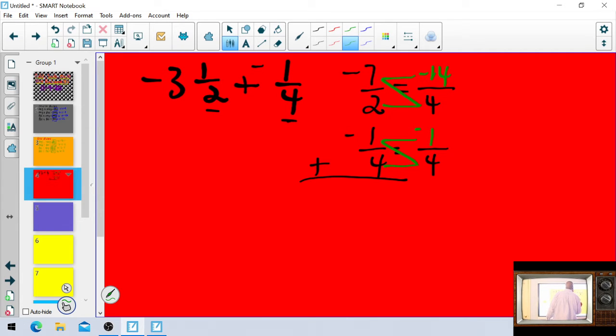Both of these are negative. And you come up with your answer, negative 15 over 4, or negative 3 and 3 fourths. Wait a minute. Yep. Negative 3 and 3 fourths. That's your answer right there. For those who can't see that, negative 3 and 3 fourths.